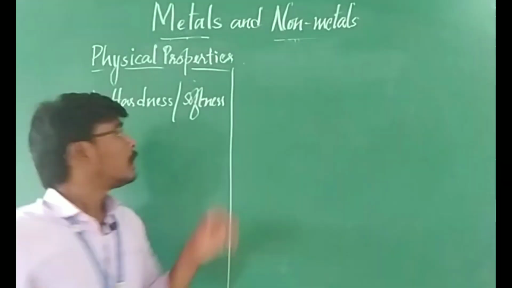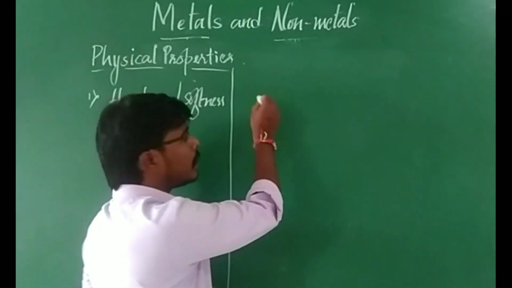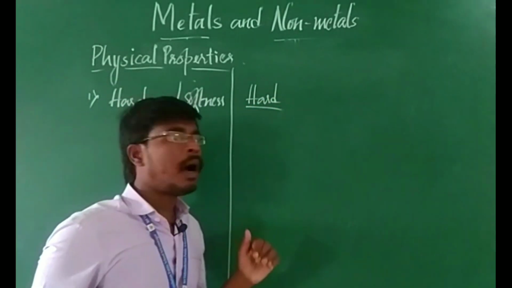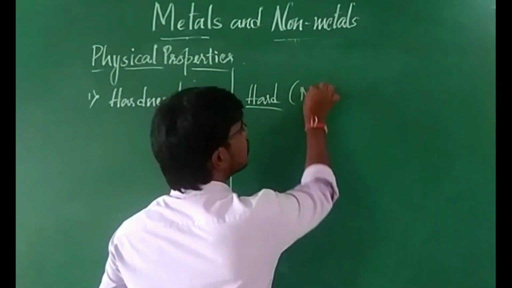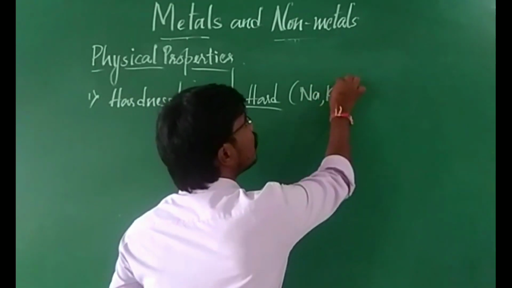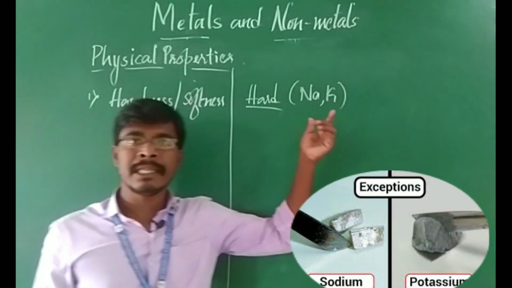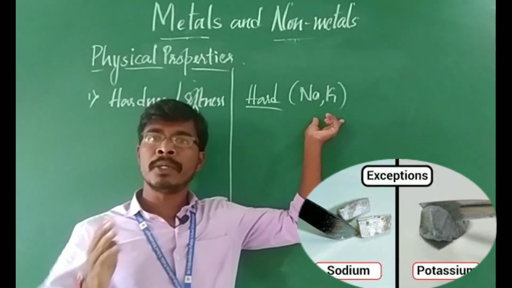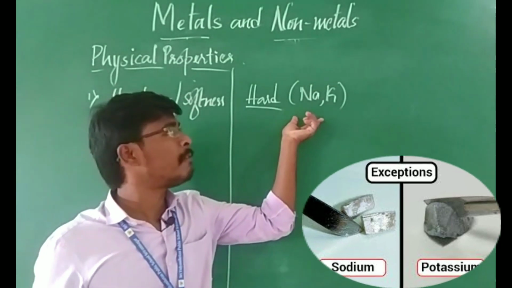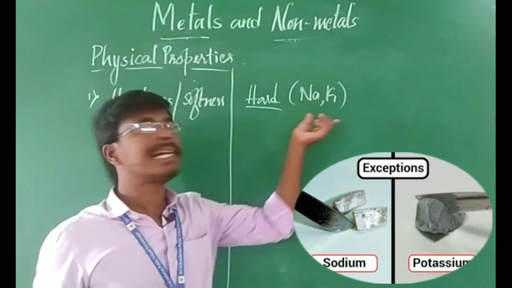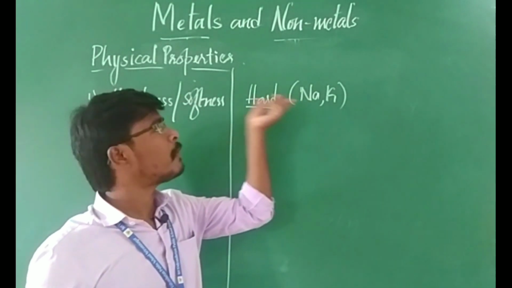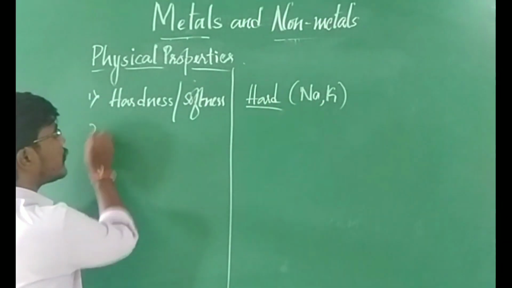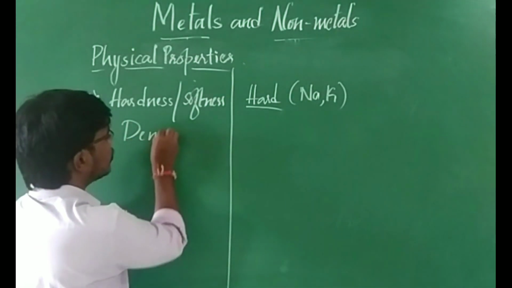All the metals are hard in nature, and we do have some exceptional cases like sodium and potassium. Why we take these as exceptional cases is that sodium and potassium can be cut through with a knife easily. They are not so hard. Because of that, the exceptional cases for this property are sodium and potassium.